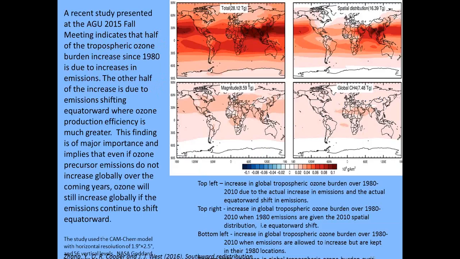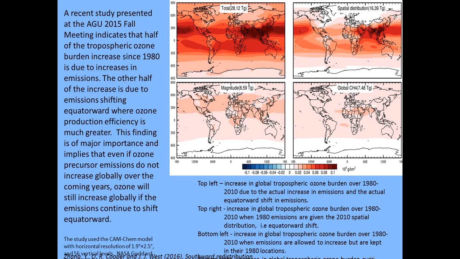Just suffice it to say that my colleague Jason West at UNC Chapel Hill and his grad student have been doing a model simulation looking at the impact of the increase in ozone emissions since 1980 globally. And we did an analysis where we increased the emissions when they were fixed in their 1980 positions, and then we allowed the emissions to increase globally as they shifted further towards the equator. And what the model simulation shows is that for the increase in the ozone burden since 1980, half of that is due to the fact that the emissions are moving towards the equator, where your ozone production efficiency is greater. So even if NOx doesn't increase, so long as we keep shipping emissions to Southeast Asia, China, and India, the ozone burden will increase just because of the production efficiency. So that's the big picture.